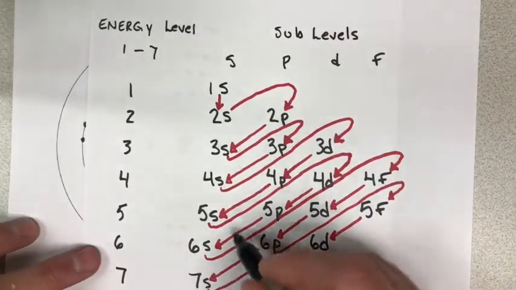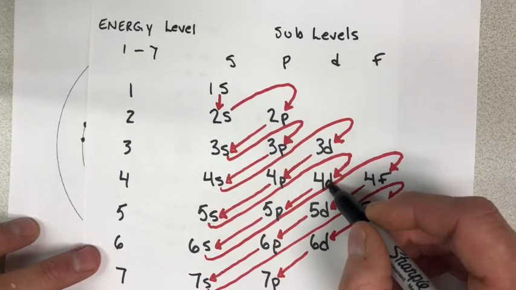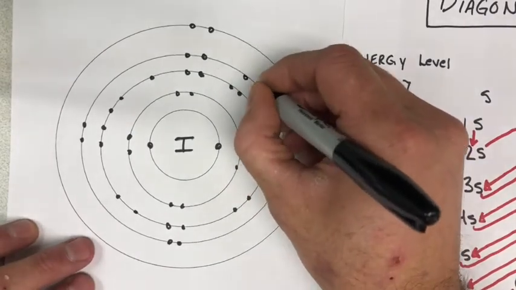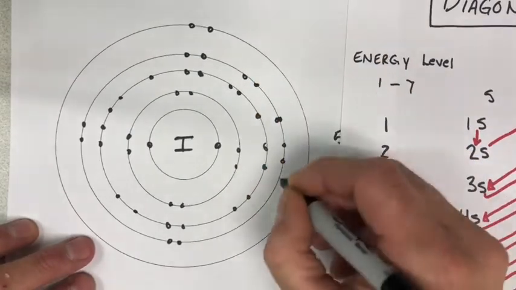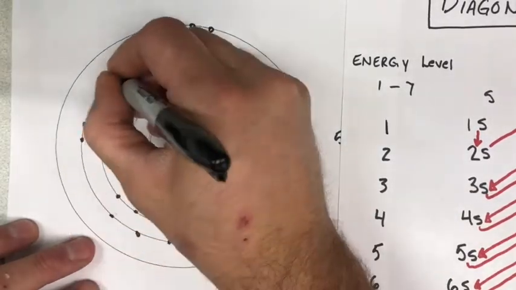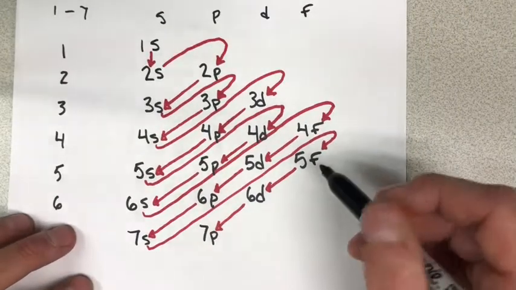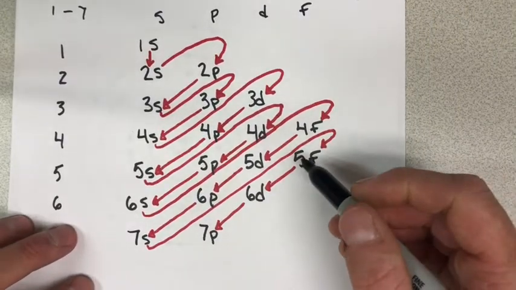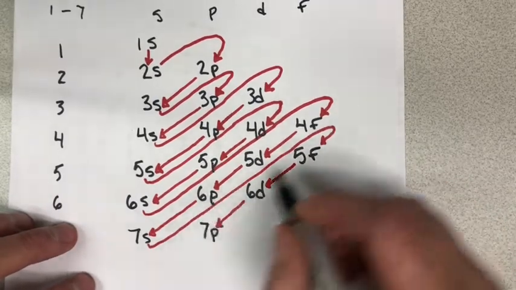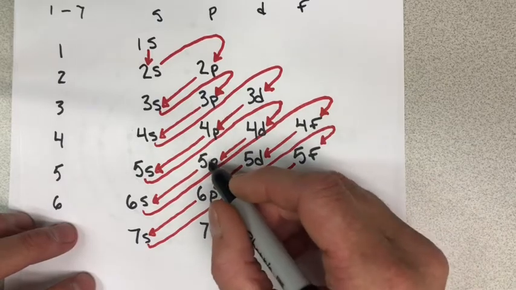And now from 5s, we come up here to 4d. And 4d, now we've got to put 10 more electrons into the fourth energy level: 2, 4, 6, 8, 10, okay? So that fourth level is not completely full, but it is as full as it's going to get for iodine, right? And after those 4d electrons, we move into 5p.